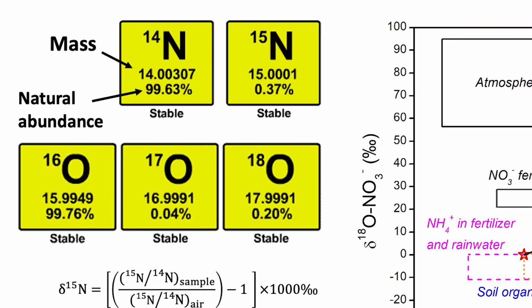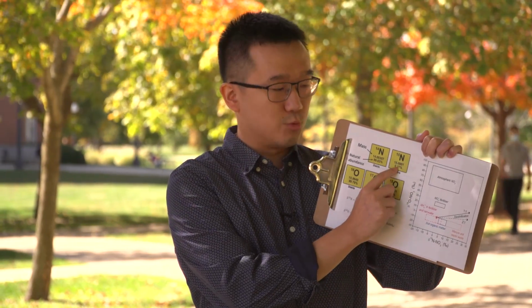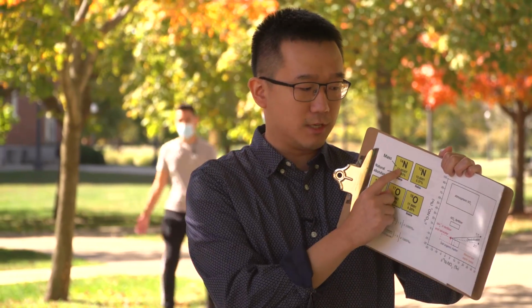We usually also look at two oxygen isotopes, oxygen 16 and oxygen 18. The reason why we look at oxygen isotopes is that nitrate has 3 oxygen atoms in it. So we are interested in the oxygen isotope abundance in nitrate. Although those rare isotopes are just a tiny bit in terms of natural abundance, we actually can measure their abundance relative to the common isotopes with very, very high precision and accuracy.